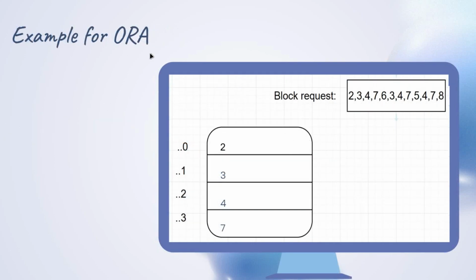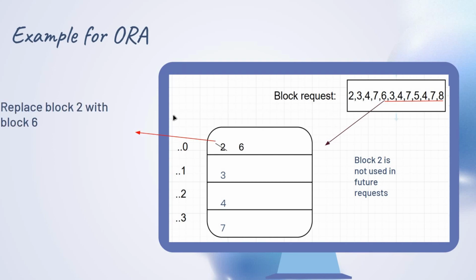So now it's the time for the optimal replacement. Now we come to the next block request, which is number 6. If you want to place number 6 in the main memory, we have to consider the future requests. If we look at the future requests, we don't see block 2 appear. So the optimal replacement will replace block number 2 with block number 6. That is the first replacement by the optimal replacement algorithm.